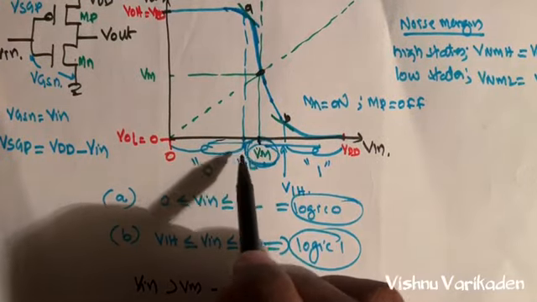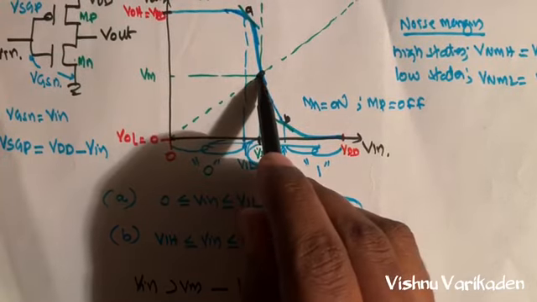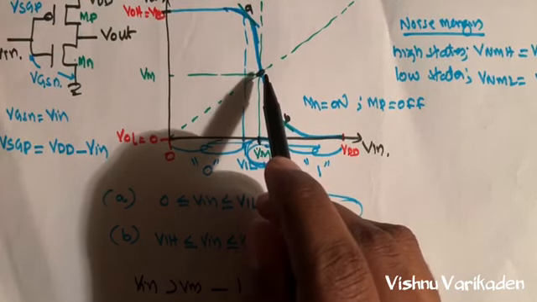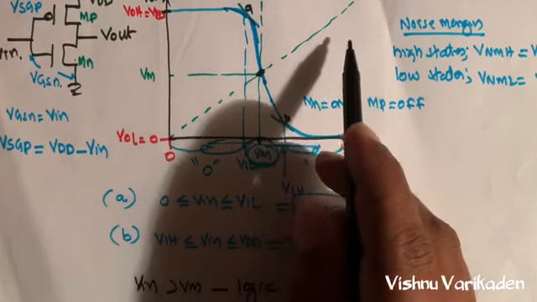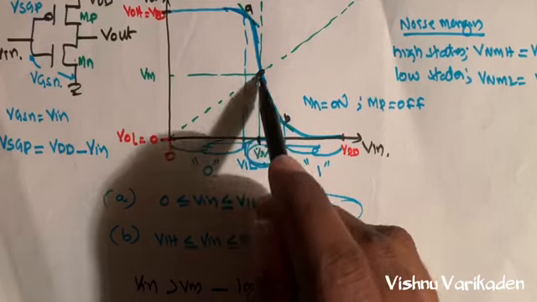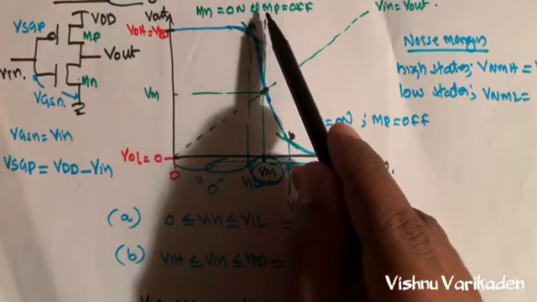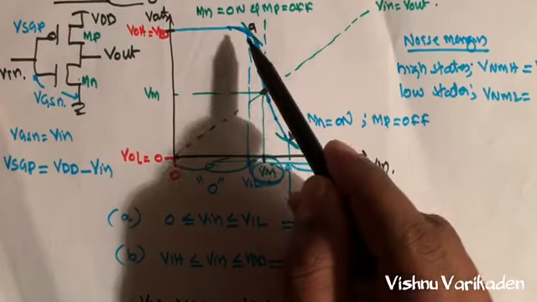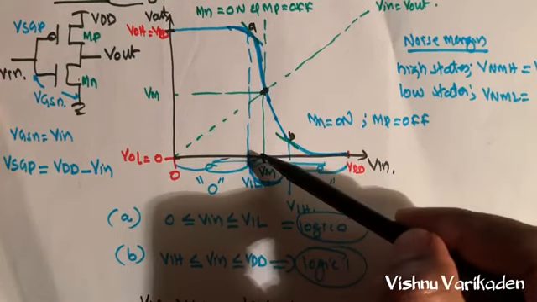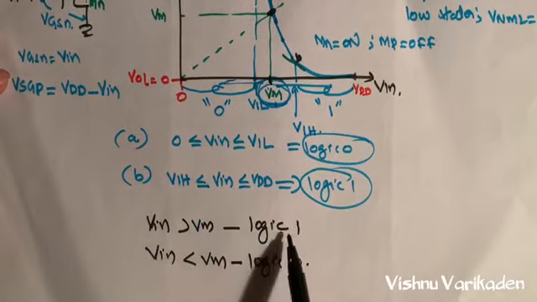Whenever Vin comes to the VM point, that is Vin equal to VM, that is the midpoint. In the midpoint case, that is called the unity gain line. Whenever Vin equals Vout equals VM, at that point we cannot predict the Boolean value because the transistors Mn and Mp are both on simultaneously. So we cannot predict the Boolean value.